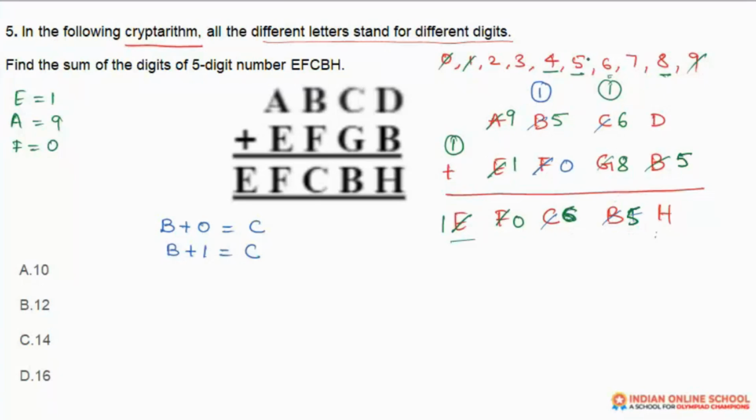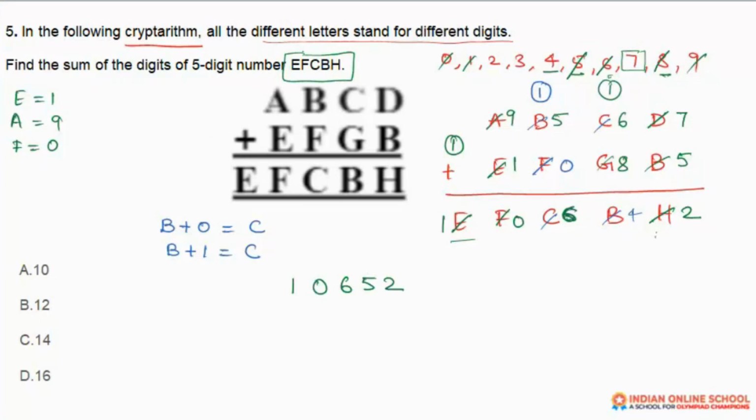Okay, now we have taken 5, 6, and 8. The only number left is 7, and we can go with that because we need some carryover number. So when we put the value of D as 7, 7 plus 5 becomes 12, and the value of H in that case is 2. Okay. So the question is asking about the value of E, F, C, B, H. And what we are getting for E, F, C, B, H is 1, 0, 6, 5, 2.